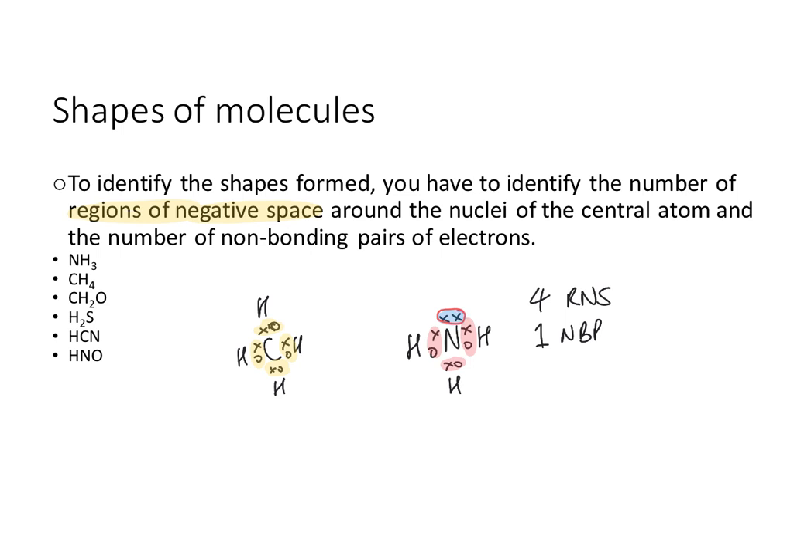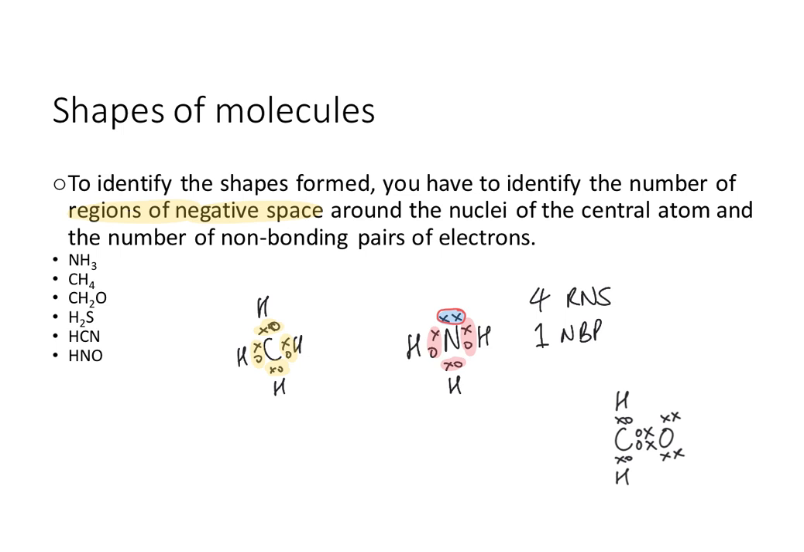Okay, let's have a look at something different. Let's look at CH2O. So CH2O, which means that I'm going to have the double bond to that O there. So that's CH2O. Now let's have a think.